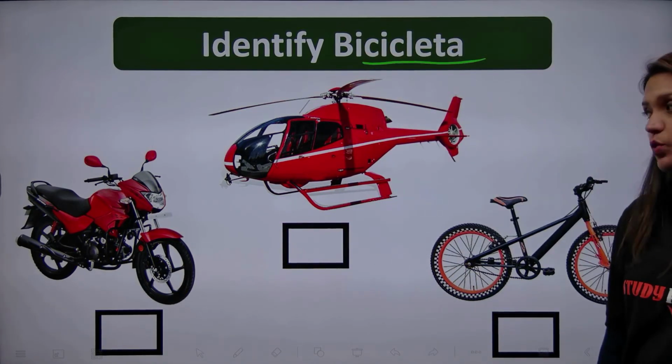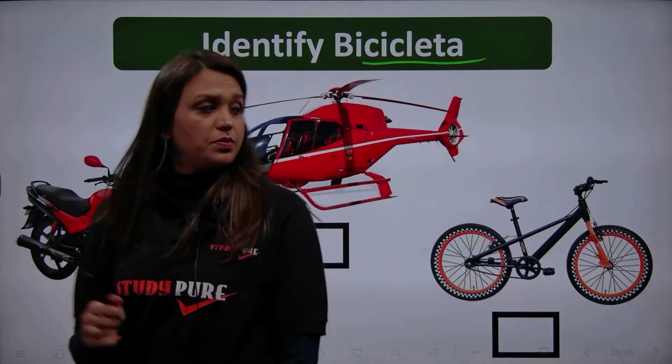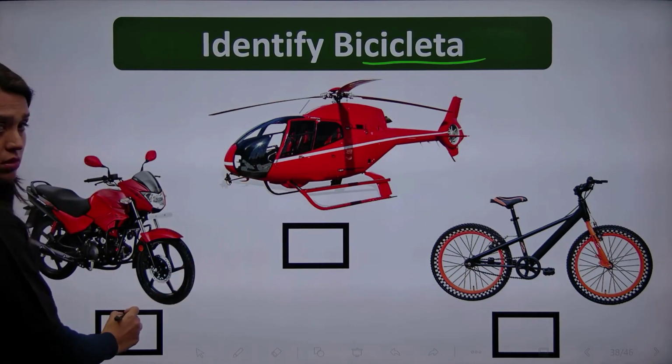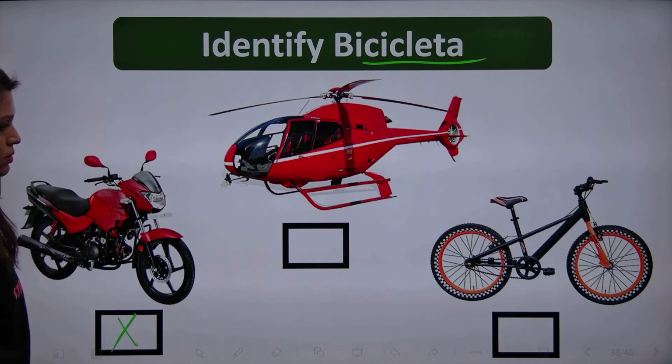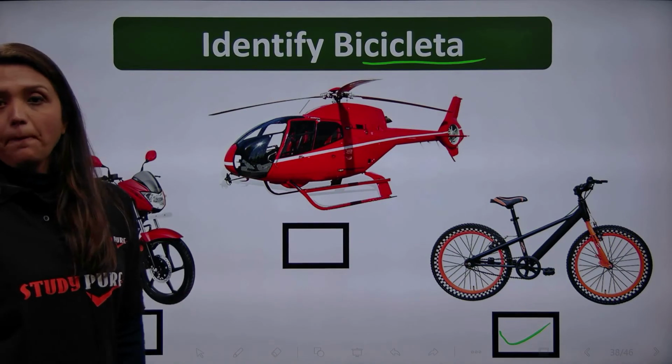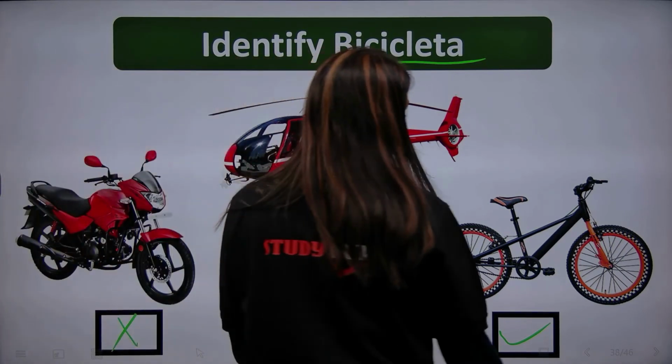Okay. Now friends, how about a bicicleta? Can you all tell me which one is a bicicleta? Is this a bicicleta? This one? No. Yes, you're right. This is a bicicleta. Correcto.